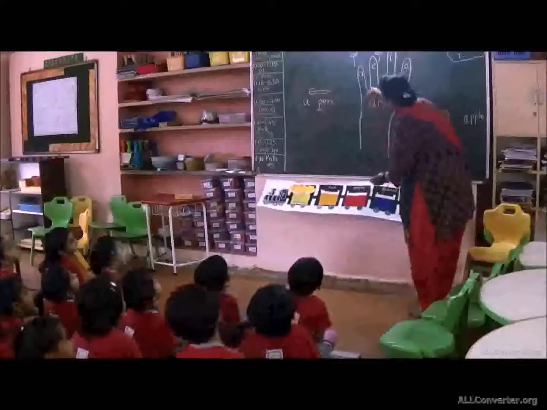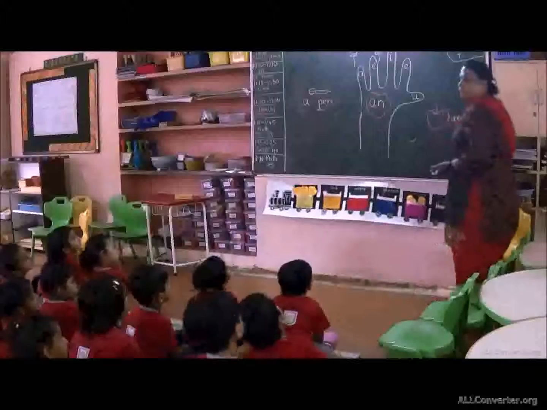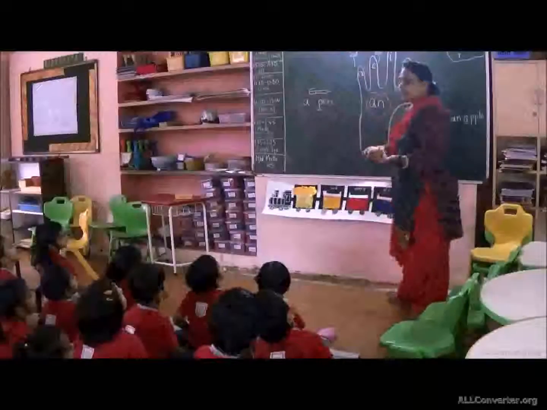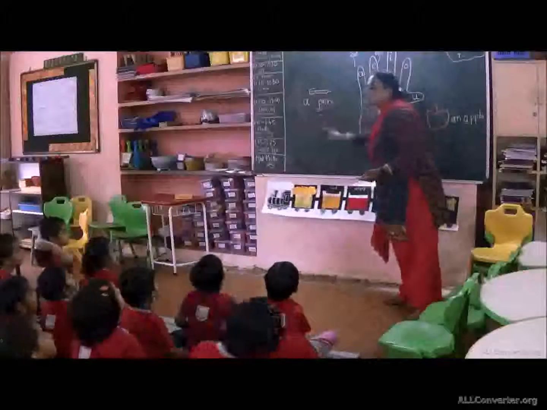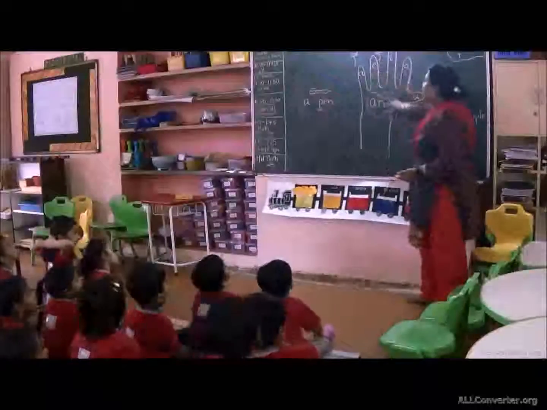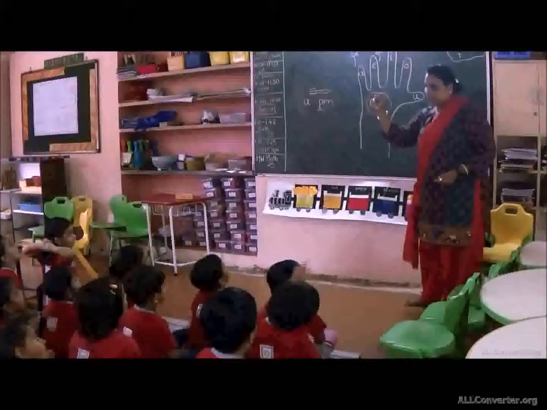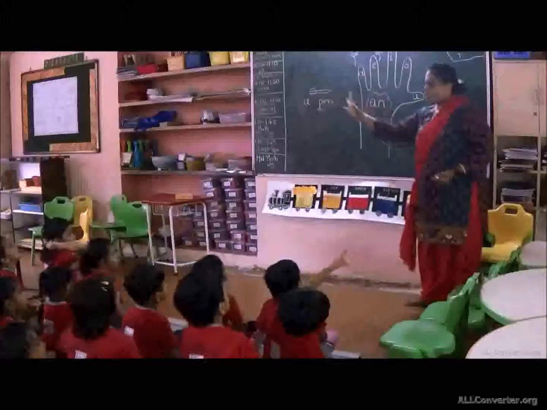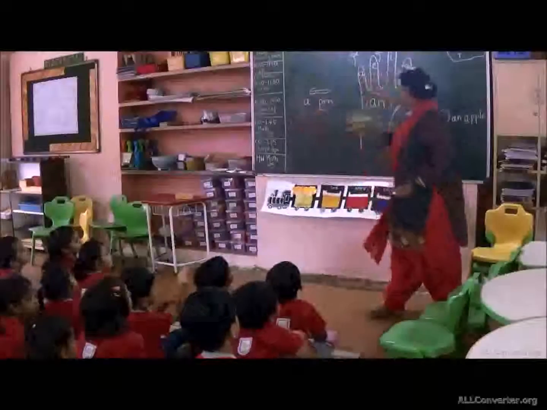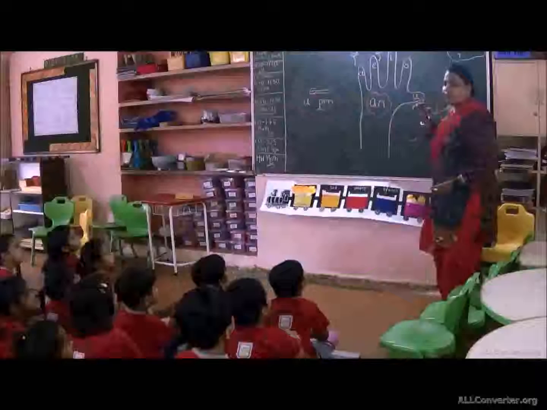So which article will you use? An. So you will use an apple. What will you say? An apple. Can you use an here, and why? Here the first sound is pa. It is not a vowel. These 5 together are called vowels. And when there is a vowel in the beginning, we use an. Now, should I give you one more example?